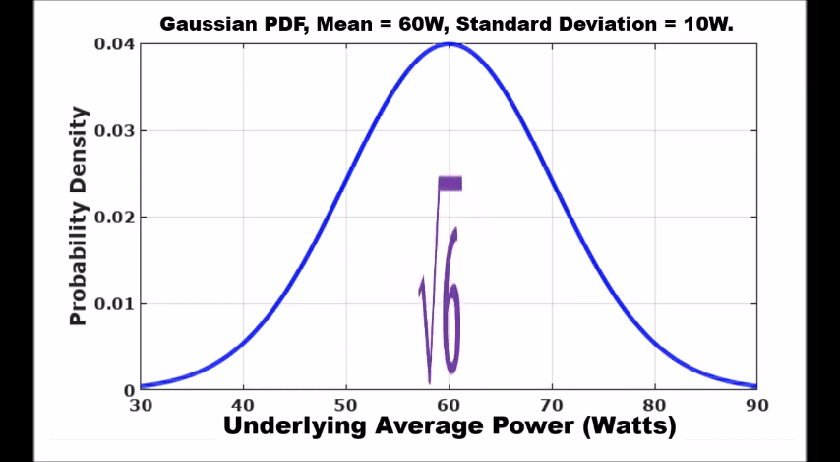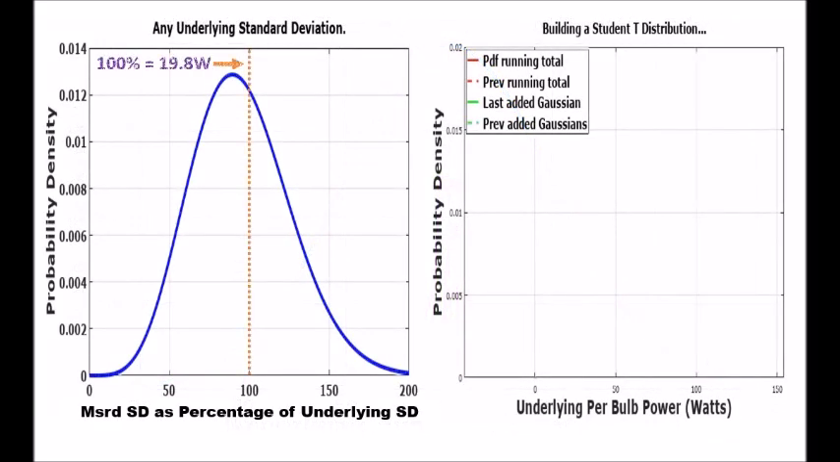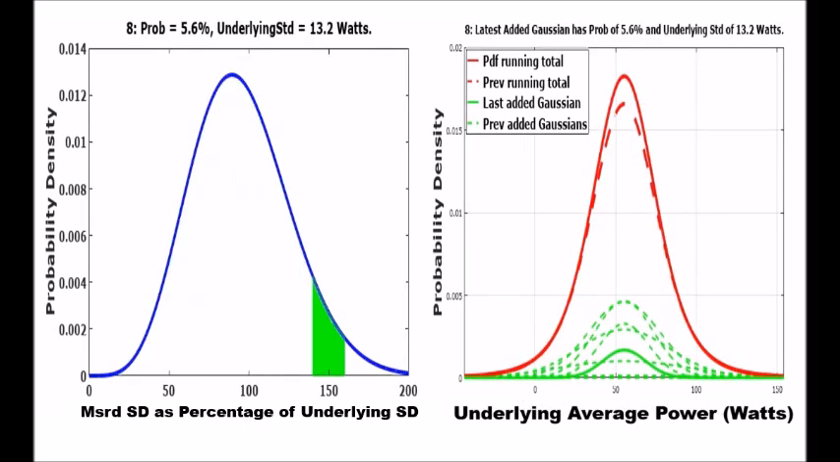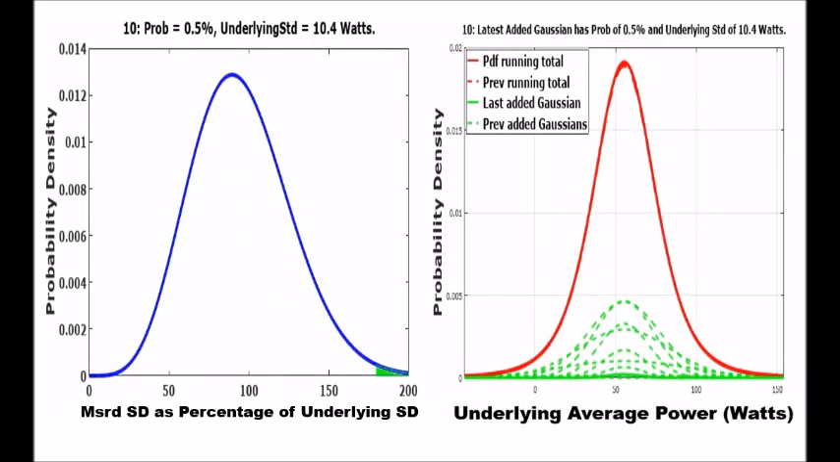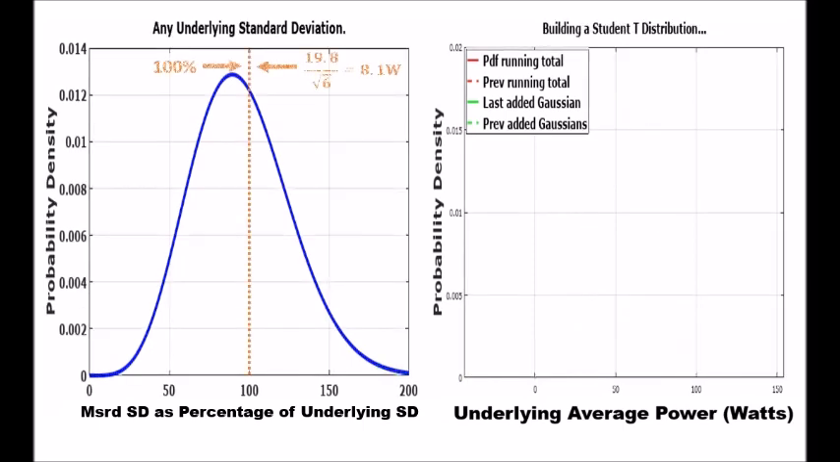So, previously we used the per bulb measured standard deviation of 19.8 watts, and computed all our Gaussian functions relative to that. Instead, we'll now use the inferred standard deviation of the 6 bulb average, or 19.8 divided by the square root of 6, or 8.1 watts. This will make all of the Gaussians that we sum together the square root of 6 times tighter, which will make our final PDF the square root of 6 times tighter. Let's run the animation again with these tighter Gaussians.